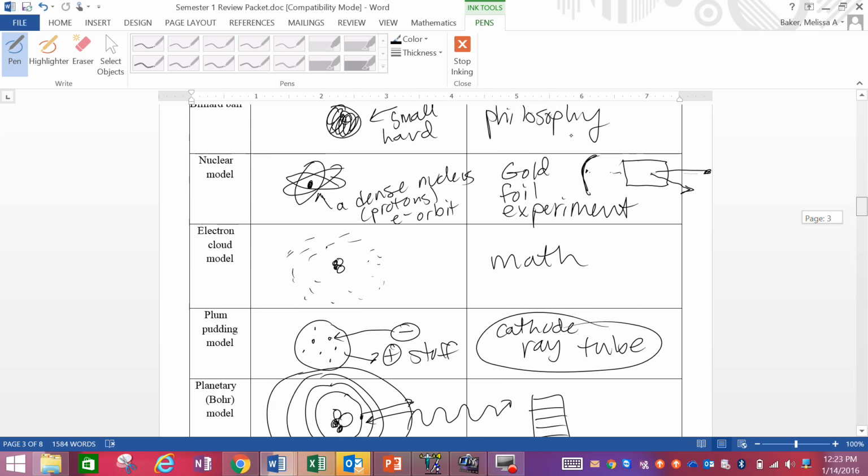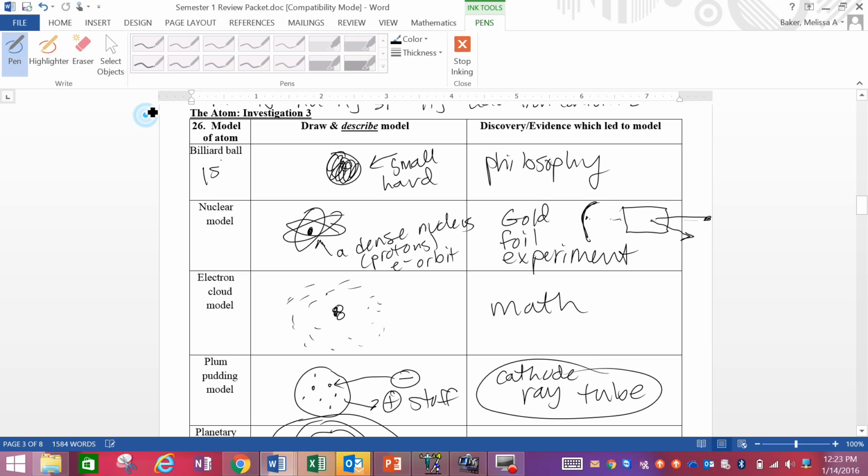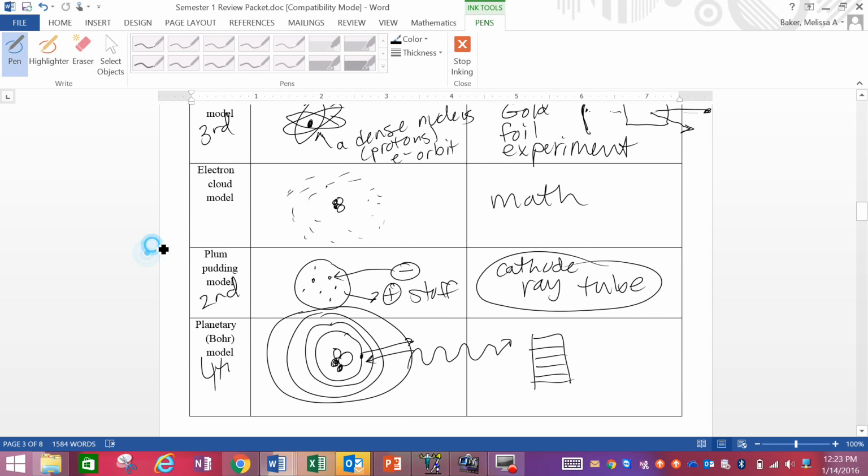Okay, so let's go back and talk about the order. The billiard ball was the earliest. Then came plum pudding. Then came the nuclear model. Then came the planetary model. And this is our modern model, the electron cloud model.